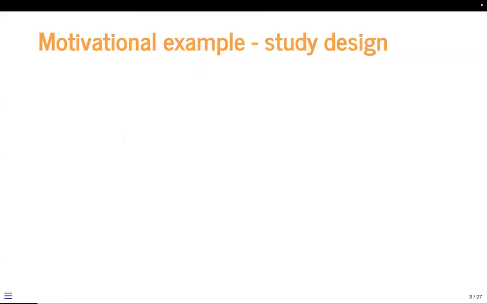To bring back our motivational example, if you remember, we started analyzing this data as a CRD, which was the simplest design. Then we did an RCBD with blocks as fixed. Then we did an RCBD with blocks as random. Then we did a split plot with RCBD with blocks random. That is the latest one we did, and the most complex one that we've seen thus far.